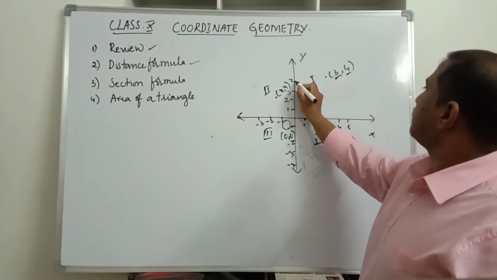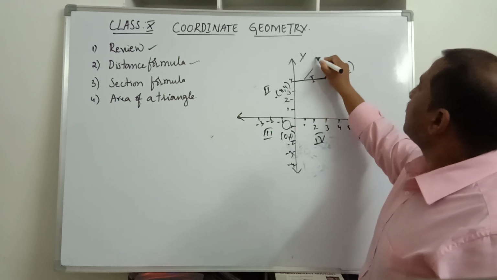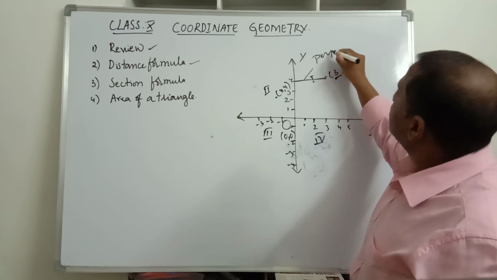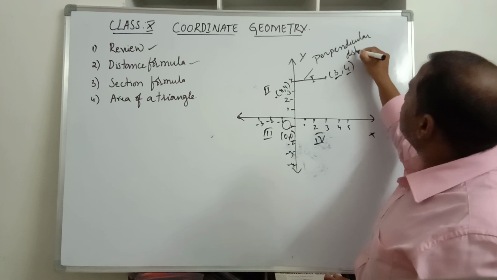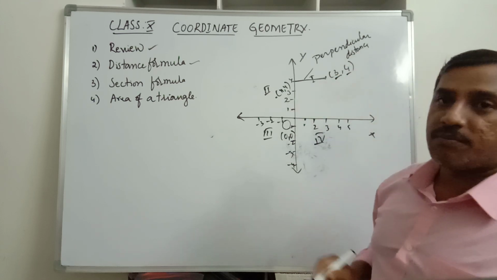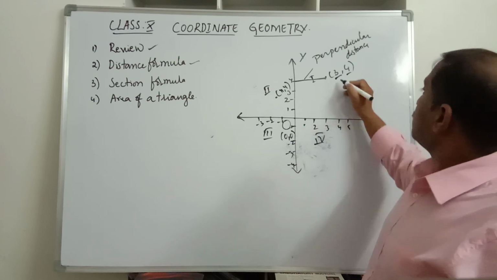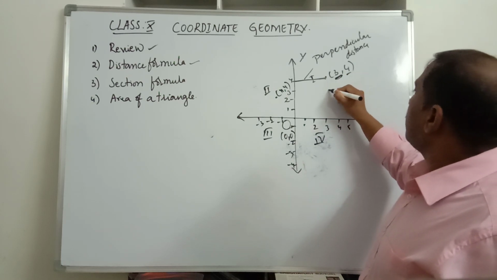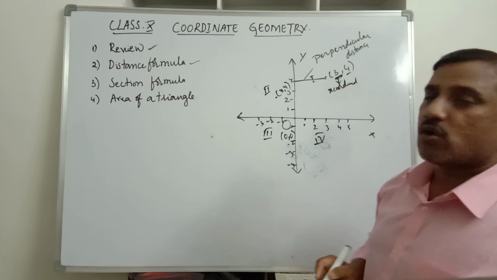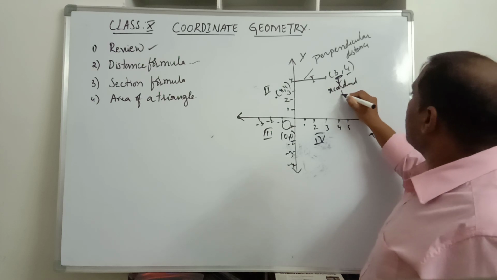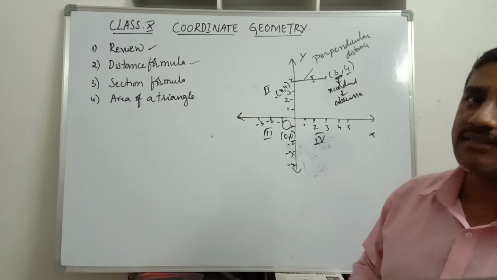Here the 3 represents the perpendicular distance from the y-axis. The perpendicular distance from the y-axis is called the x coordinate. So 3 is known as the x coordinate, and it is also known by another name, abscissa. We studied this in class 9.